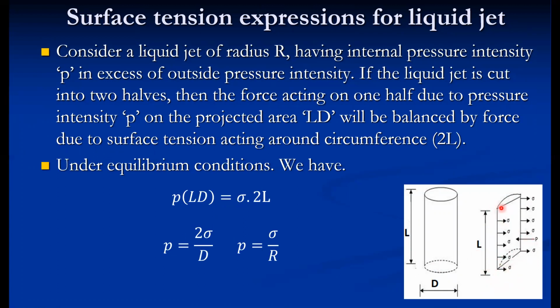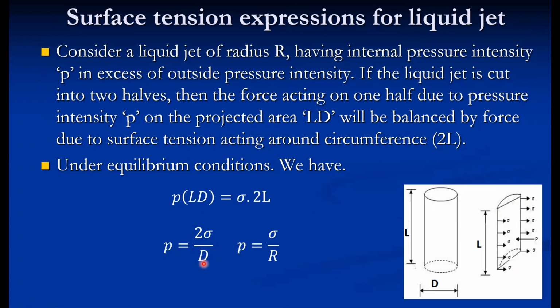So under equilibrium condition, we have P into L D, that is the force due to internal pressure, where the projected area is a rectangle, while sigma into 2L is the surface tension force, because tension generally acts on the circumference side. So only the 2L sides are considered. From that, the expression becomes P is equal to 2 sigma by D, or P is equal to sigma by R. So it is very easy to understand and remember the expressions.